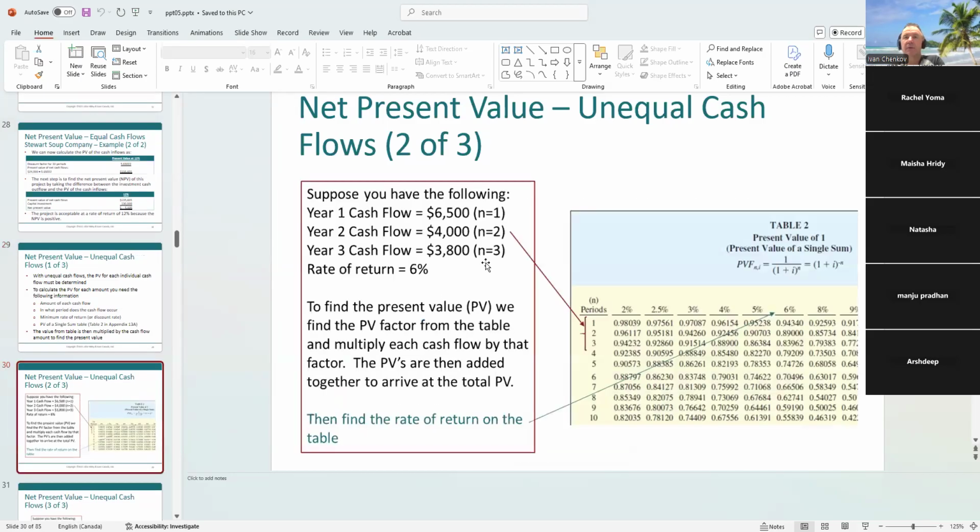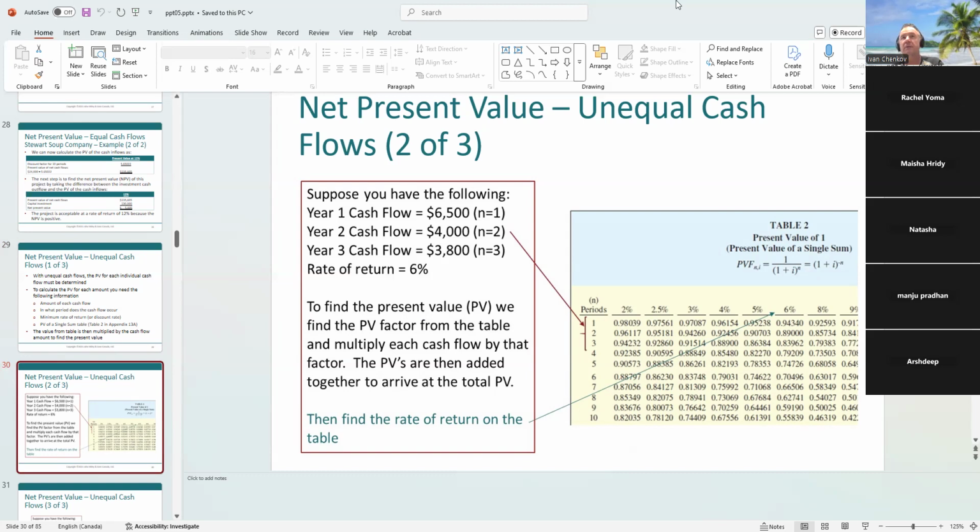Let's see our example here. We're going to have 3 payments over 3 years. At the end of the first year, we're going to get 6,500, at the end of the second year we're going to get 4,000, and at the end of the third year, we're going to get 3,800. What's the present value of those payments today if we require a 6% return on our money? That's what we have to find out.